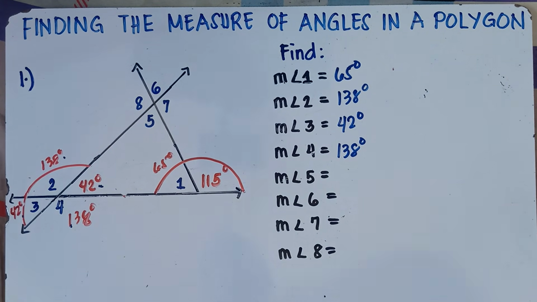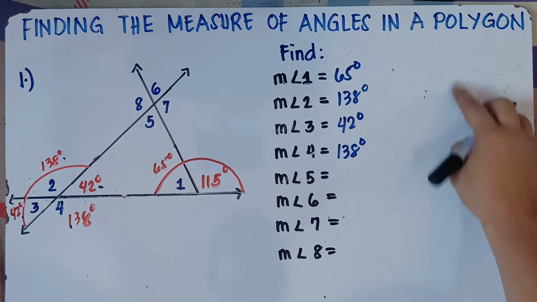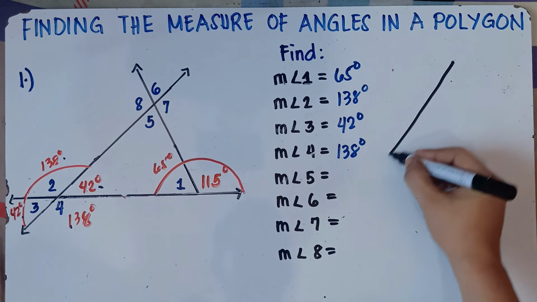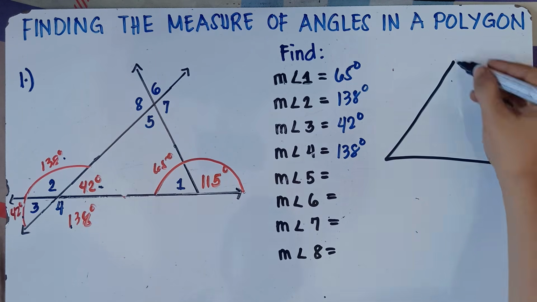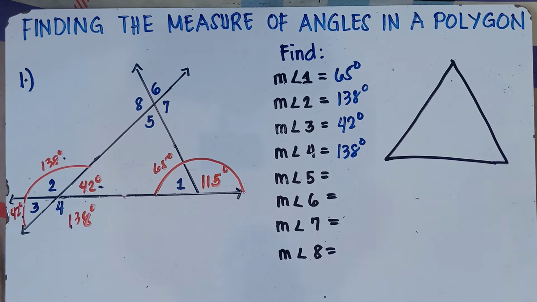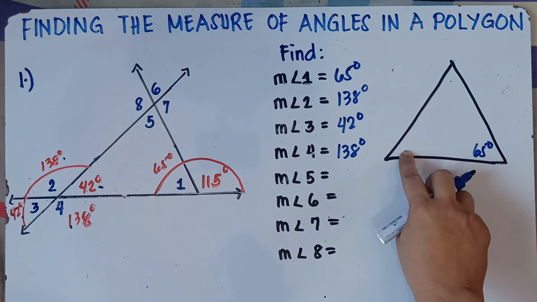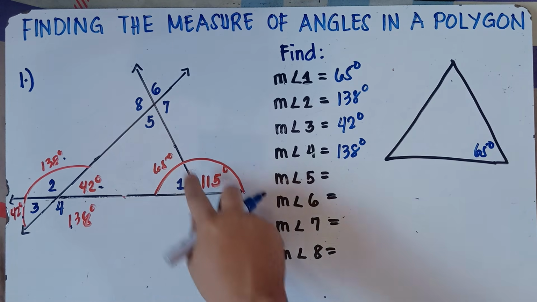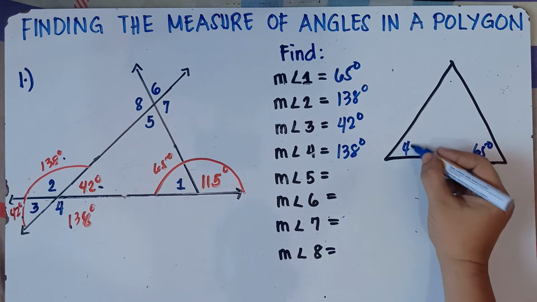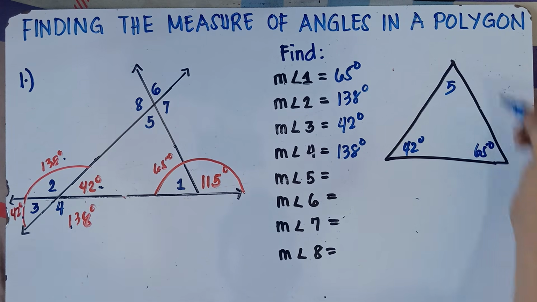Alright, so next step, can we find angle 5? How about this one, class? Angle 5. How will we find angle 5? Let me just draw this one, class, for you to understand. Okay, let me just draw the triangle again. Of course, we know that angle 1, this angle right here, is 65 degrees, right? This is 65 degrees, and this is 42 for the triangle. Interior angles: we have 65 degrees, we have 42 degrees, and this is angle 5, right?